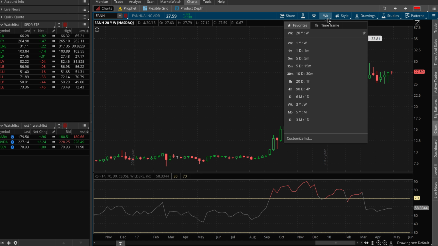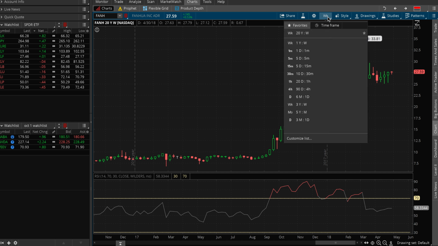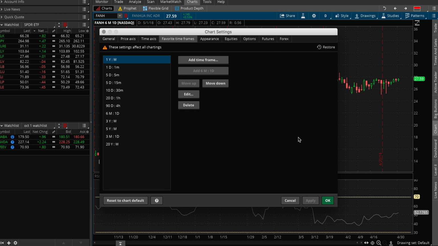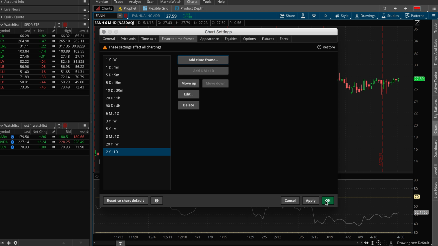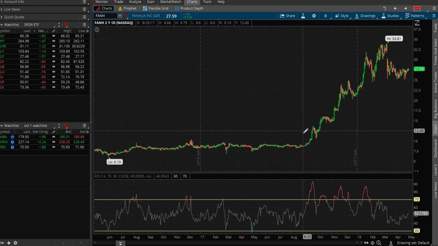So let's take a look at the daily chart to see. On the higher time frame, we have determined that this stock is strong. The reason being is it's higher than the 70 line, so it is strong. Now, if you go on the lower time frame, let's take a look at 6 months daily, or we can actually do a customized list, add a time frame. We can even do 2 years daily, right? So let's do that. 2 years daily, go apply.